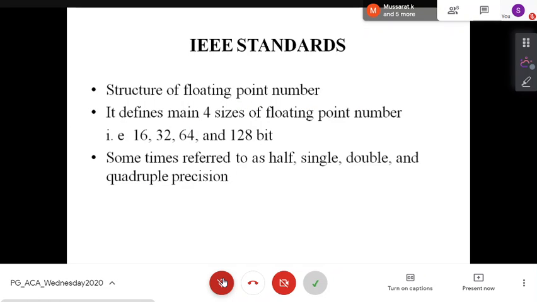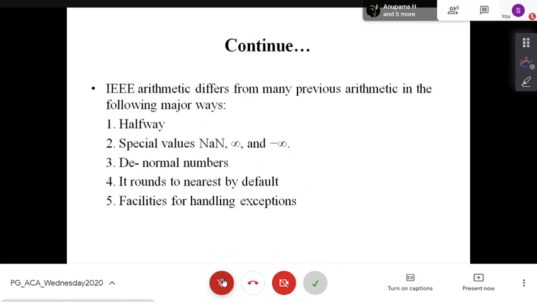So we have IEEE standards for floating point. That is the structure of a floating point number, and it defines four main sizes of floating point number: 16, 32, 64 and 128-bit. These are sometimes referred to as half, single, double and quadruple precision. IEEE arithmetic differs from many previous arithmetics in the following major ways.